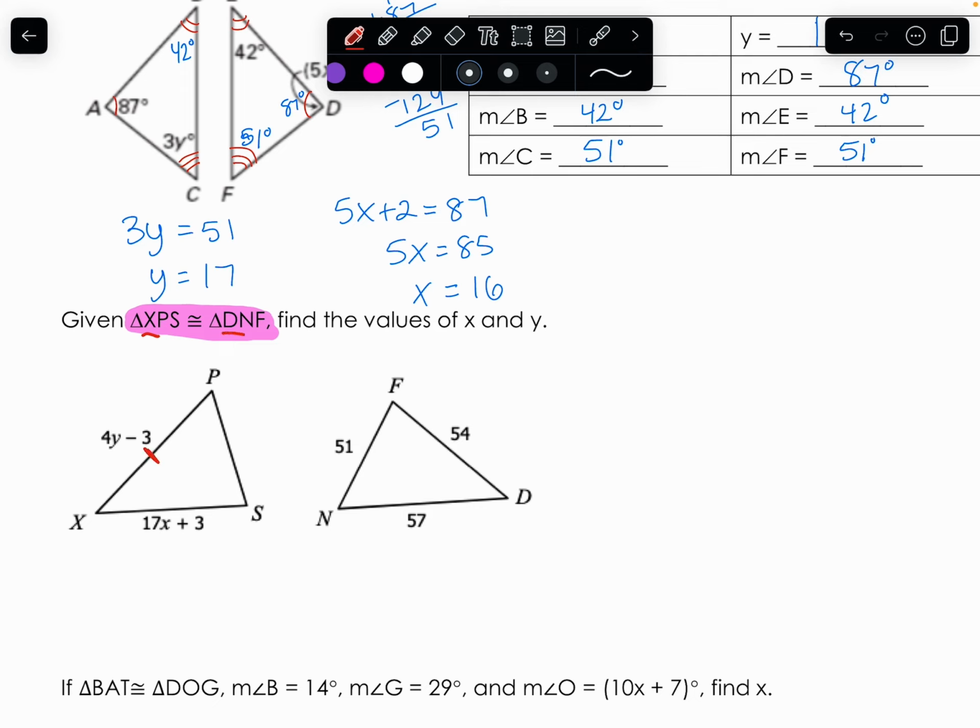XP corresponds to DN. So 1 tick mark. PS, 2 tick marks, matches up with NF, 2 tick marks. And then the final side matches with the final side. And it says find the values of X and Y. So where's X? X is right here. 3 tick marks matches with 3 tick marks.